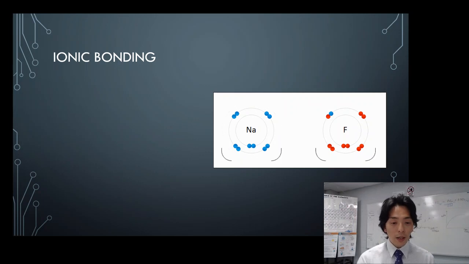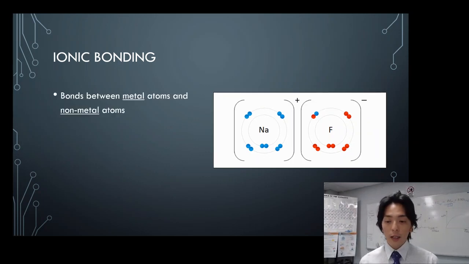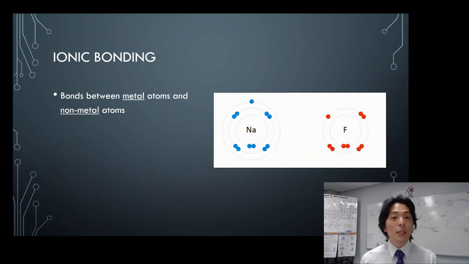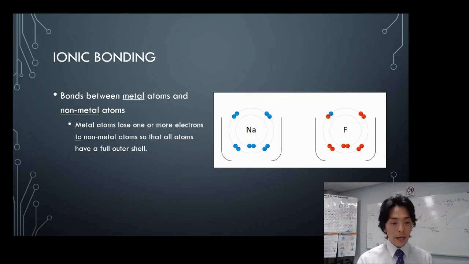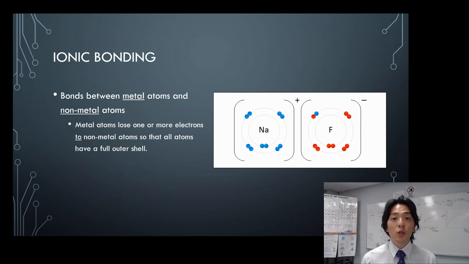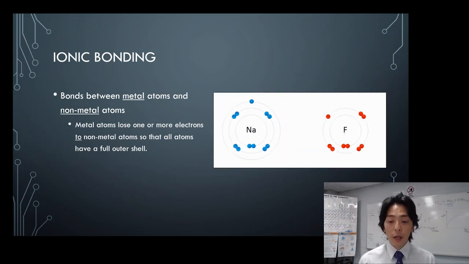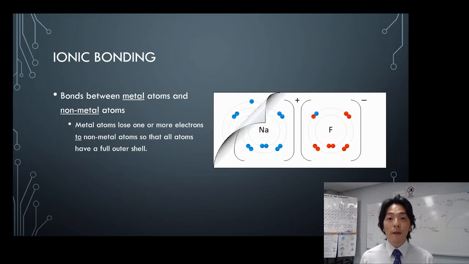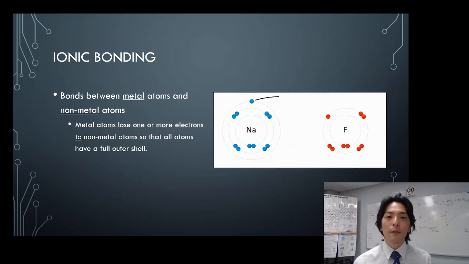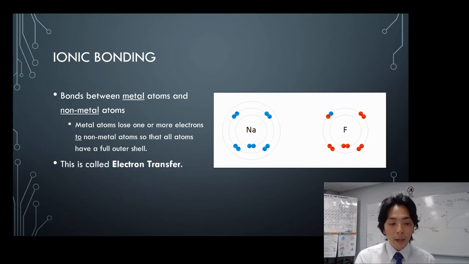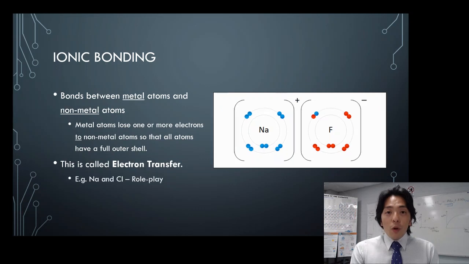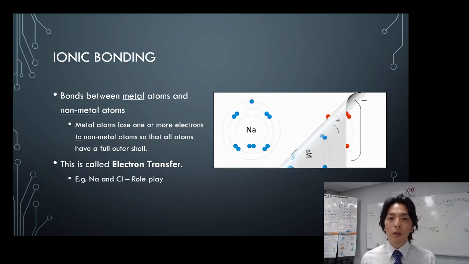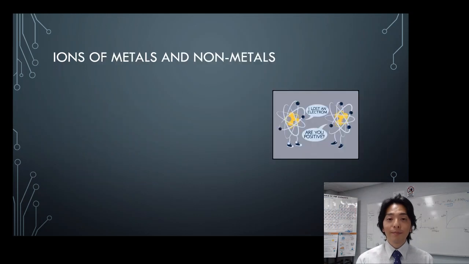Now, this diagram there, or the GIF image, it's showing that ionic bonding occurs between positively charged and negatively charged ions, between metal atoms and non-metal ions, to be exact. Metal atoms lose one or more electrons depending on the position on the periodic table, and bonds to non-metal atoms accepting that electron, and both of them will have a full valence shell. That's what you call electron transfer. We'll be doing role play of how this can occur in class.